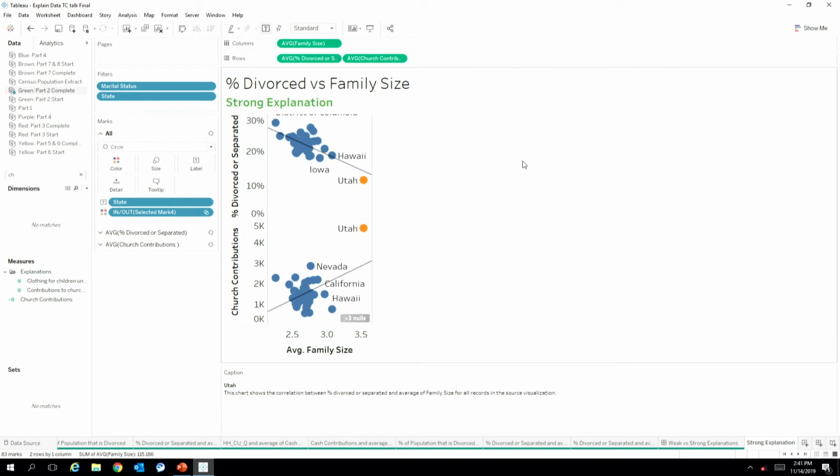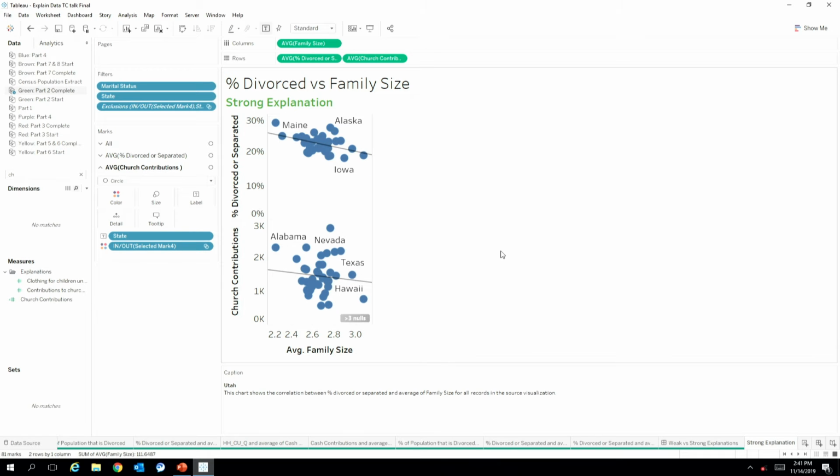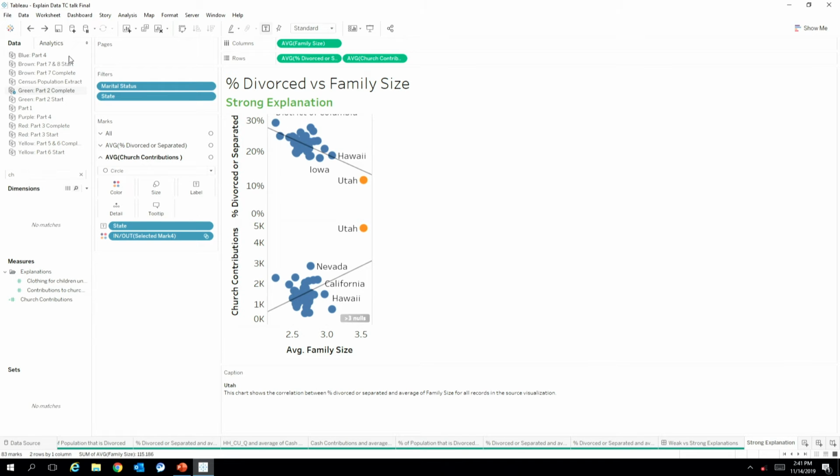And here it looks like church contributions increase with family size, except if you exclude Utah, that's no longer true. So Utah was really pulling the entire weight of that correlation. If you look across all states except Utah, it looks like it's going down. It's not a correlation, it's just random. And so Utah is somehow different in the relationship between family size and church contributions.